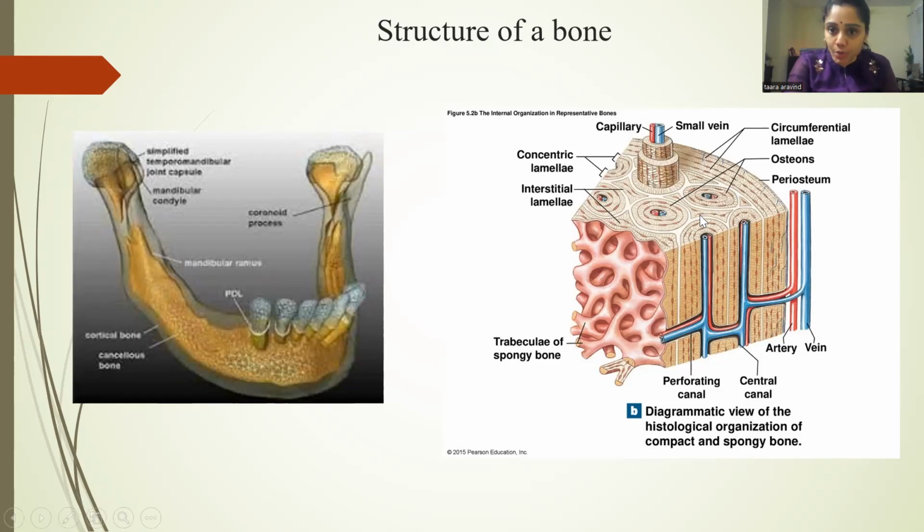This compact bone encloses within it the medullary cavity, and this medullary cavity contains the second type, that is the spongy or trabecular bone, in which the bone can be seen in the form of trabeculae, or bony plates or bars. So basically there are two types, compact bone and spongy bone.